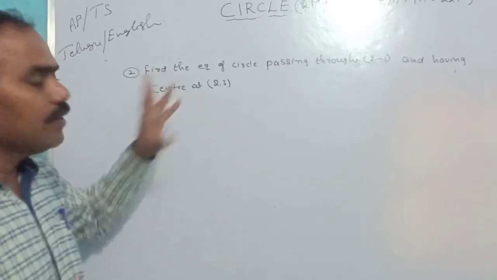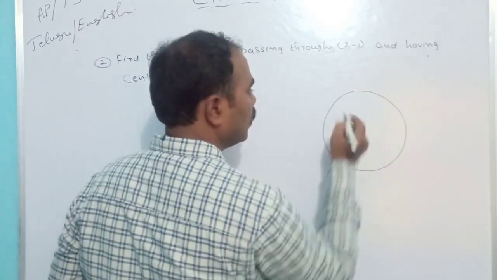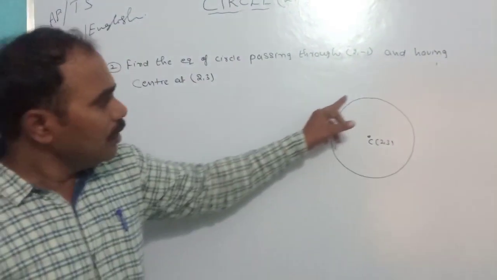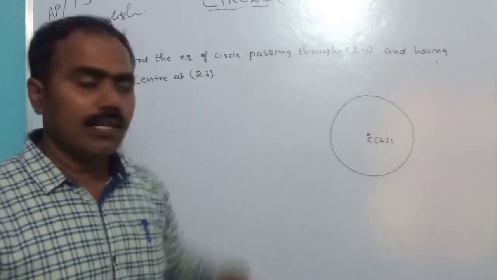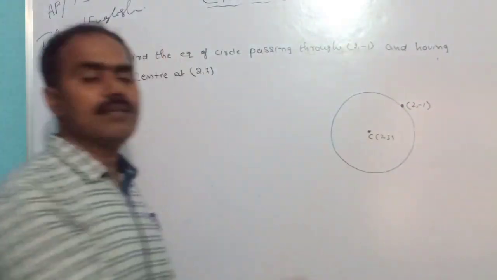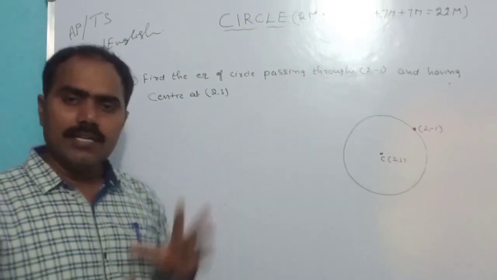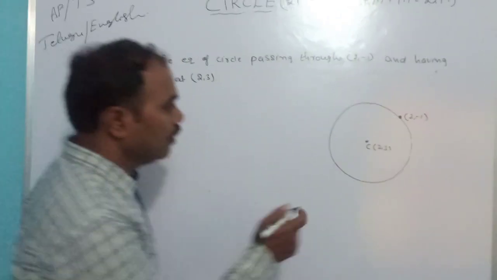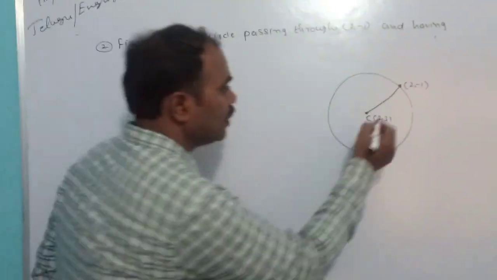We have the center of the circle, which is (2, 3), and the circle is passing through (2, -1), which means the point is on the circle. By using this condition, we can find the radius of the circle. We know the distance from the center to any point on the circle gives us the radius.